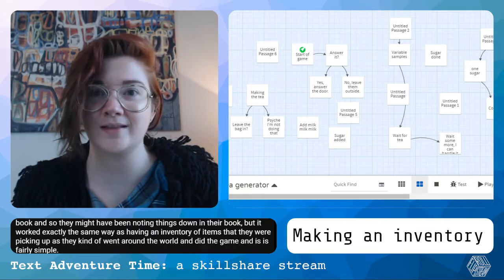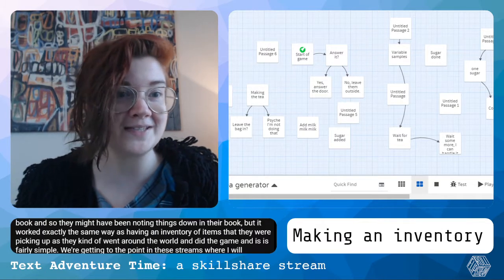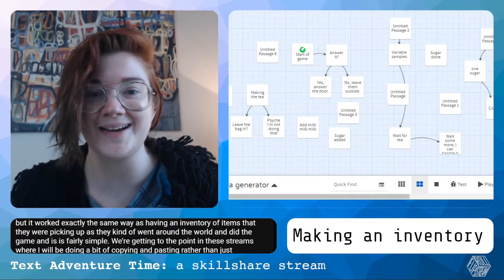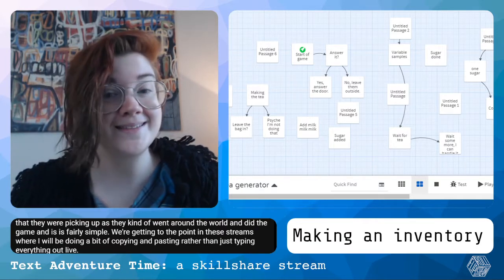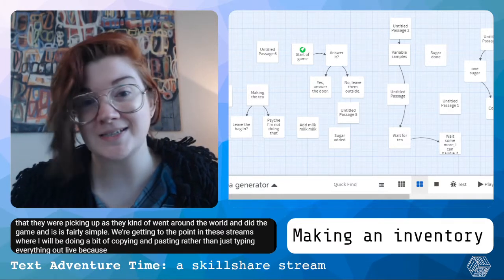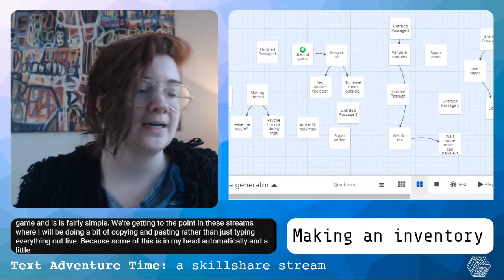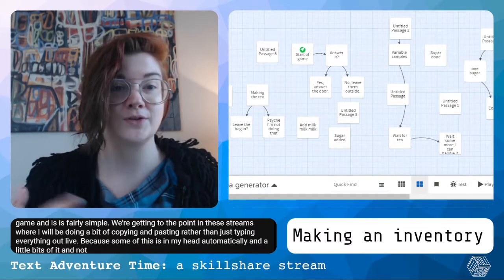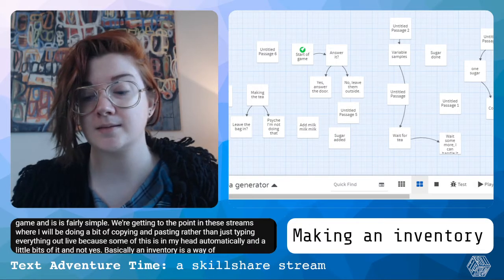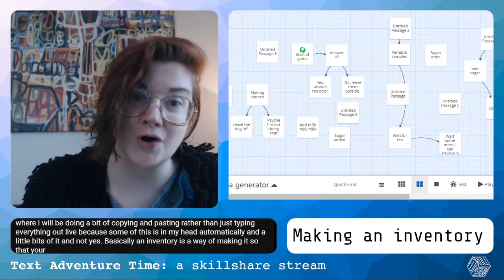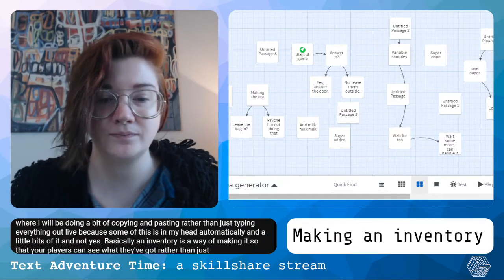We're getting to the point in these streams where I will be doing a bit of copying and pasting rather than typing everything out live, because some of this is in my head automatically and little bits of it are not. But basically an inventory is a way of making it so that your players can see what they've got rather than just the game tracking it.